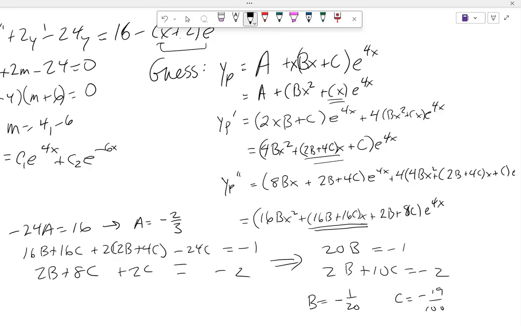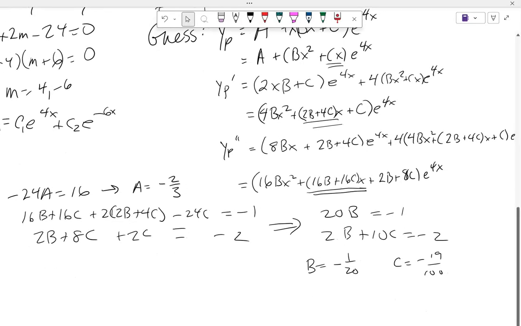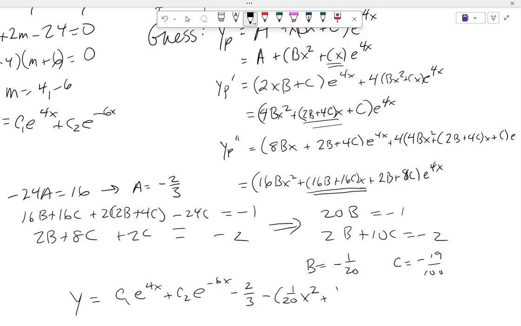And now we can put everything together. Finally. So your original homogeneous equation solution was C1 e to the 4x plus C2 e to the negative 6x. And then we put the rest of the pieces in here with our guess. Minus 2/3. I'm going to factor out the minus since they're both minuses. Minus 1/20th x squared plus 19 over 100 x e to the 4x. That was just going back and putting it back in our guess.